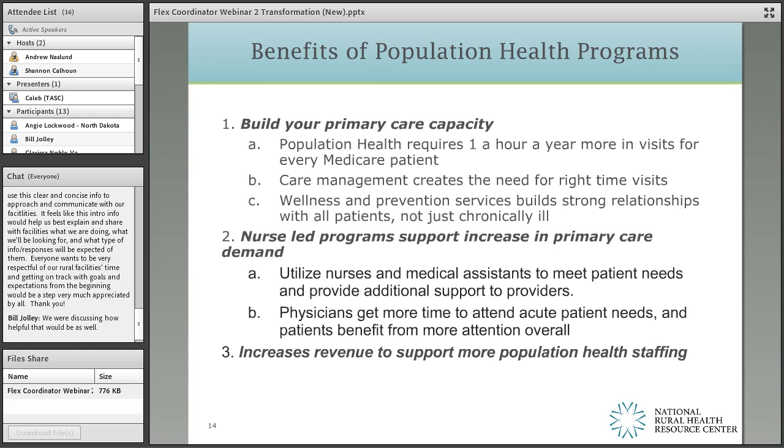The nurse-led program supports the increase in demand. If you use the nurses and the medical assistants to meet the patient needs, it also provides additional support to the providers. This allows physicians to get more time to attend acute patient needs, and therefore it actually benefits the patients overall. Both of these things then increase the revenue to support population health staffing.